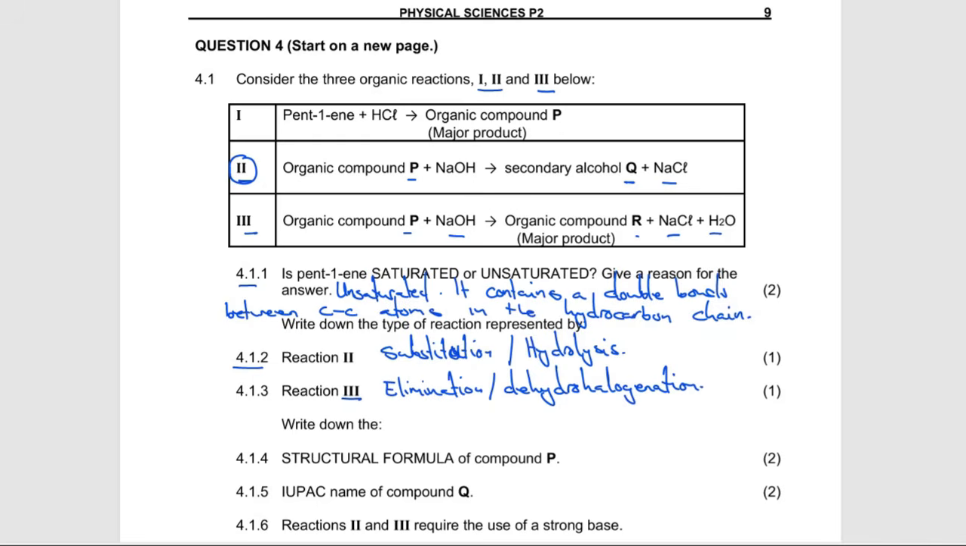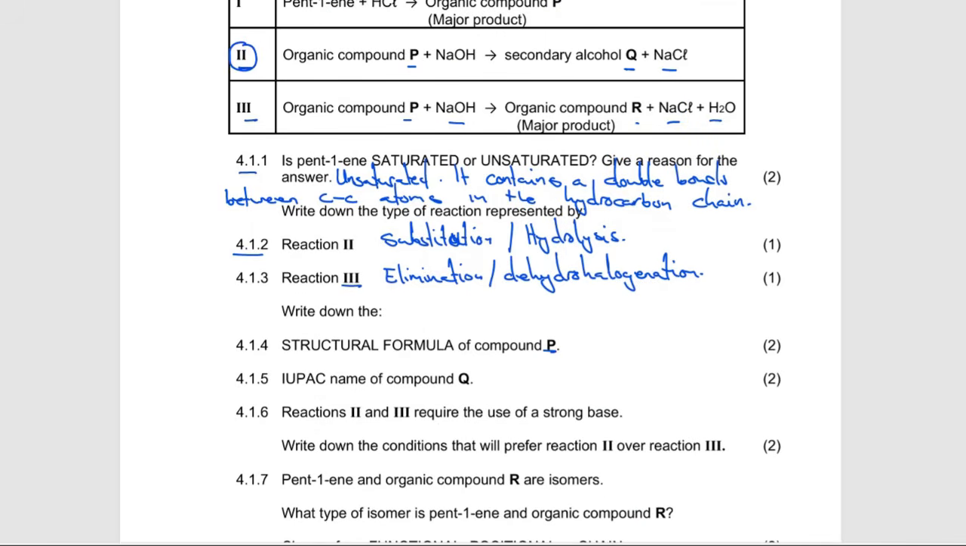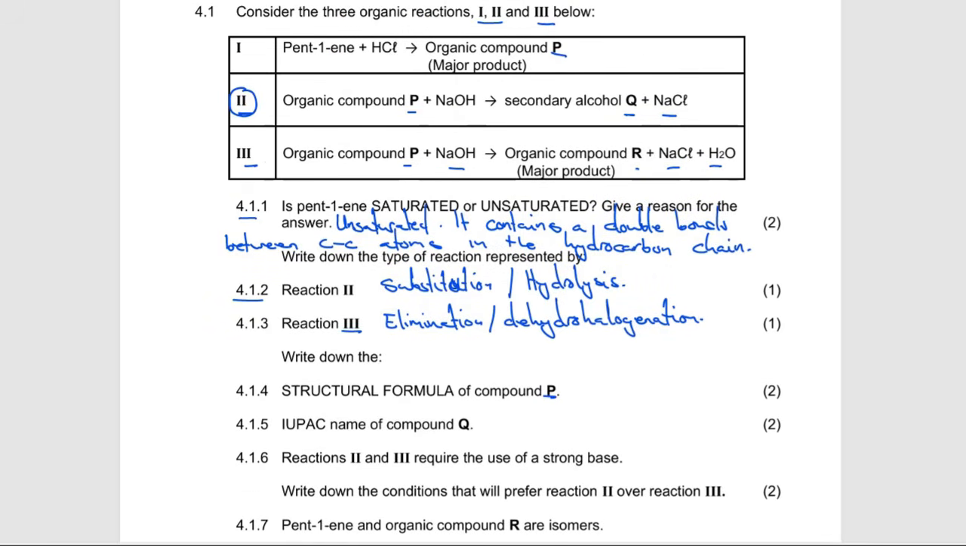Then now 4.1.3, under that they say write down the structural formula of compound P, right? They're looking for the structural formula of compound P, which we started with from the top until we got to number 3 there. So compound P is going to be our main carbon chain. I'm going to use a 5 carbon chain. So I'm going to say 1, 2, 3, 4, and 5, like that, right? Then I'm going to add a Cl there, which is our chlorine.